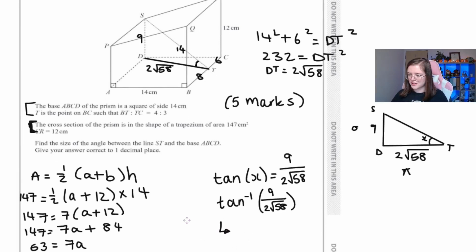Let me shuffle this downwards. I got the angle as being 30.6. And there we are. And that would be 5 marks.